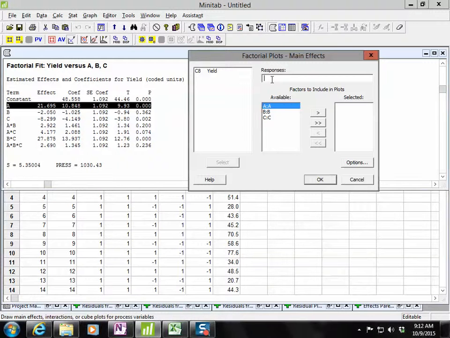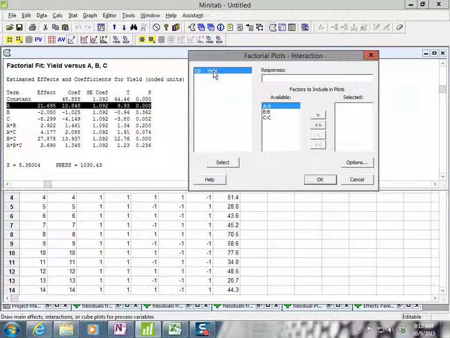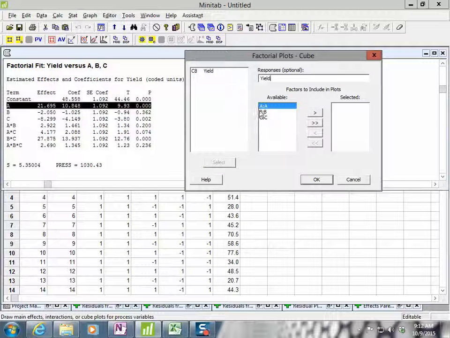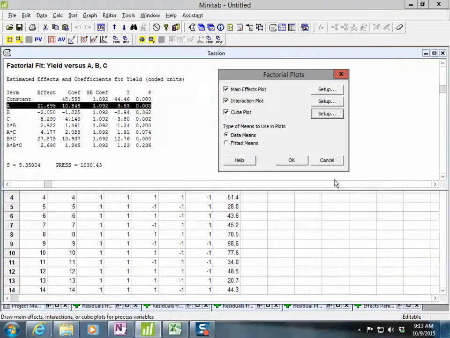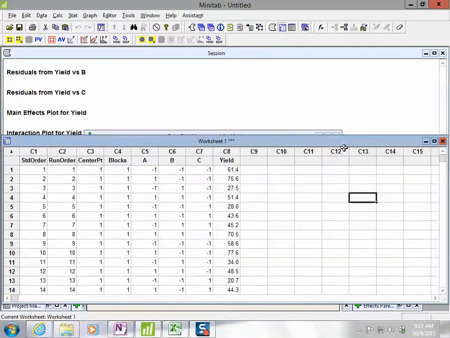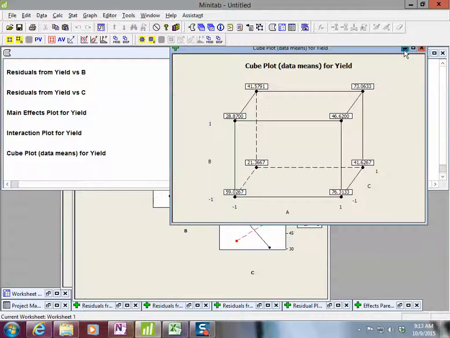The setup is you still go through here and say, here's the yield, and I want all the factors involved. Options is just for a title. Then set up the interaction plot, same business: yield, all the terms. And the cube plot, yield, all the terms. We want the data means, not the fitted means. Those are the results we actually got versus our model predictions in our plots. There's a cube plot. We've seen that before, so I'm not going to explain it.